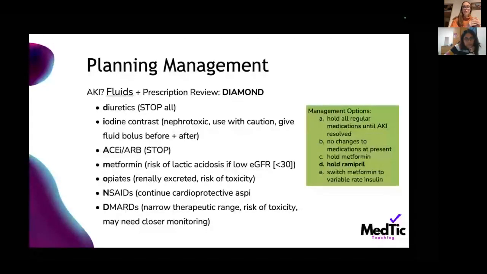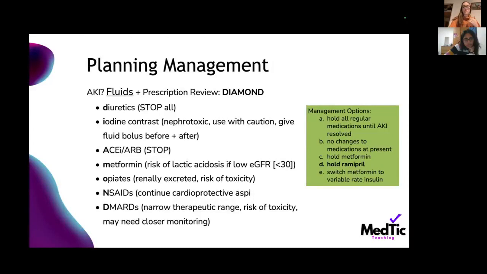The reason we're not holding the metformin in this case is because the eGFR is still over 30. So if someone had a worse AKI, you might hold the metformin and that'd be a valid option. But here we can continue it because the eGFR is above 30.